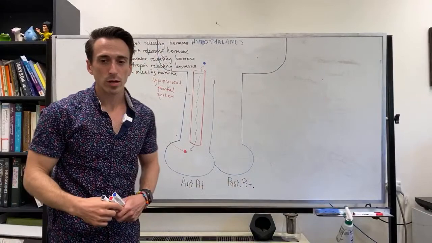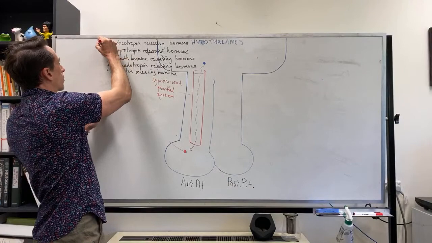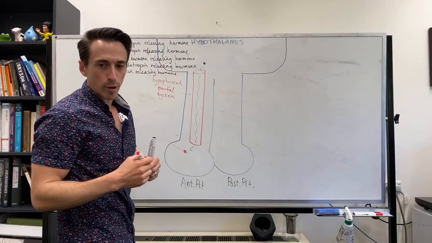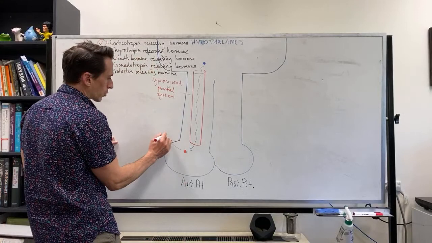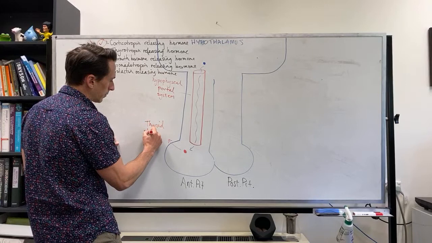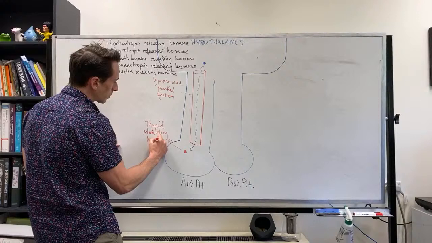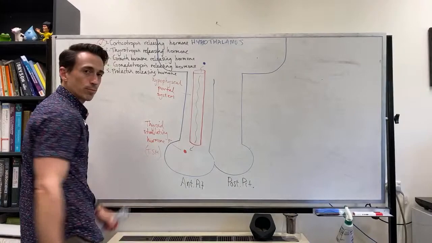All right, next one we're going to talk about is thyrotropin-releasing hormone. So let's tick these off as we go through. Done that one. Now let's do thyrotropin-releasing hormone. That gets released, portal system here, and it's going to tell the anterior pituitary gland to release a hormone. What's the hormone here? This hormone is called thyroid stimulating hormone, sometimes just known as TSH. That's what gets released.